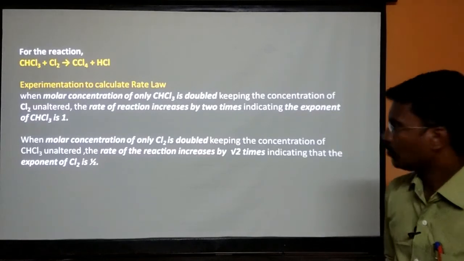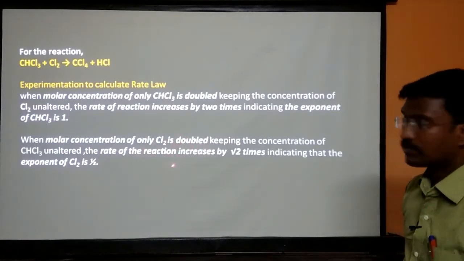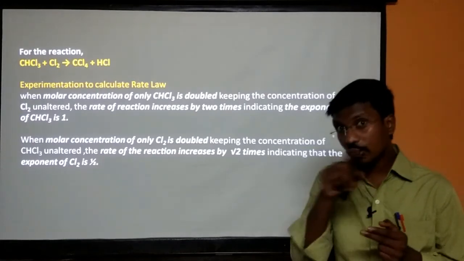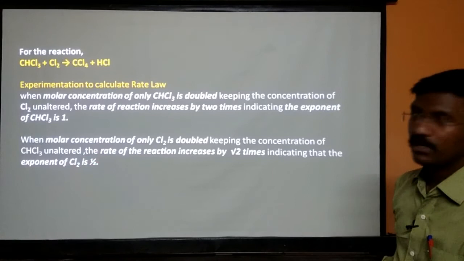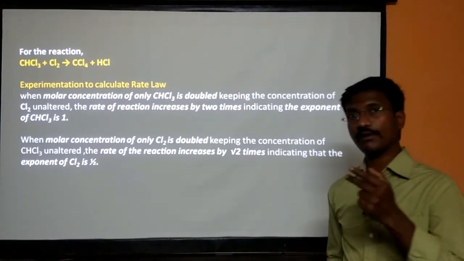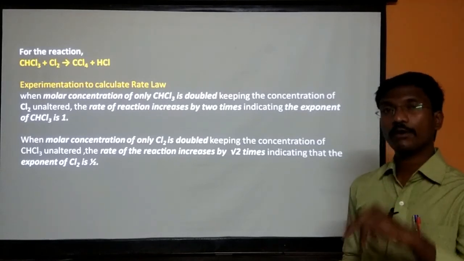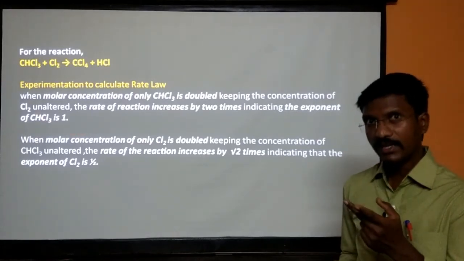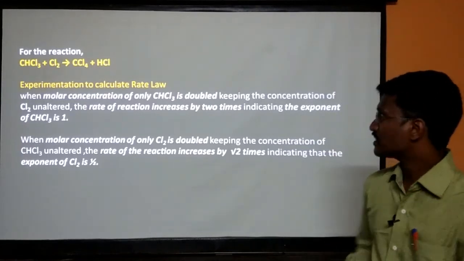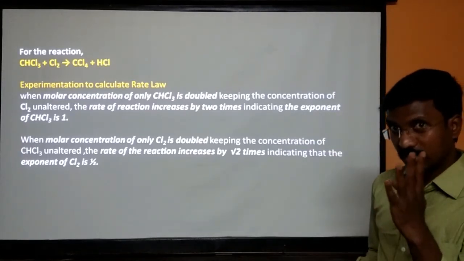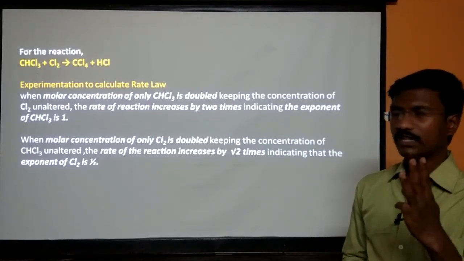This is new for you. Look here. If the concentration is doubled, then the rate of reaction increases by the square root of 2 times. It means the power should be half. If the concentration is doubled and the rate of reaction increases by 2 times, then the power should be 1. Similarly, if the concentration is doubled and the rate increases by 4 times, then the power should be 2. These are the 3 terms you have to remember.